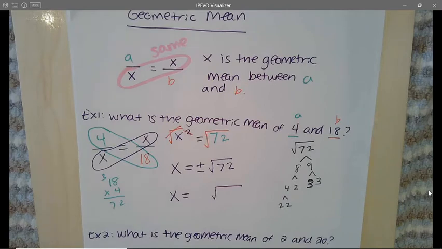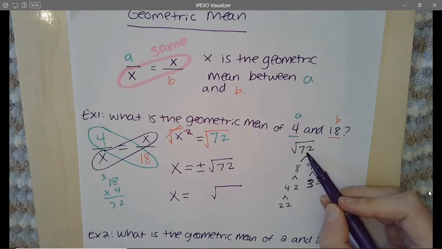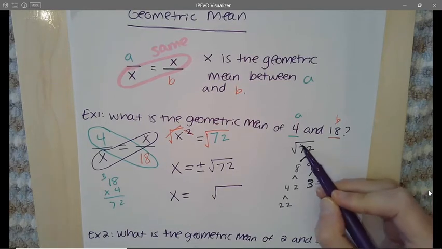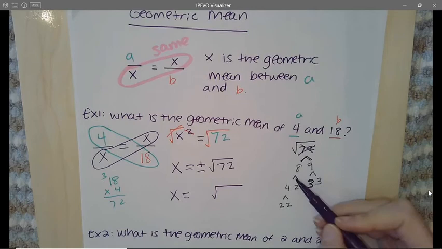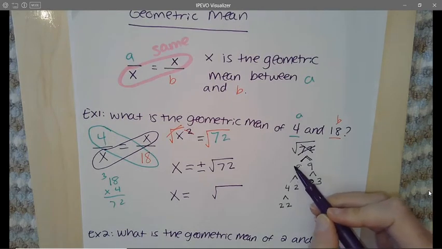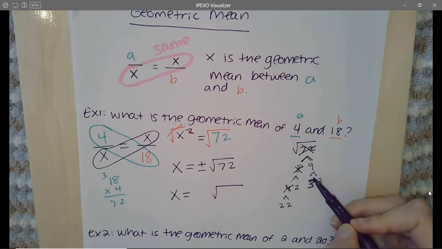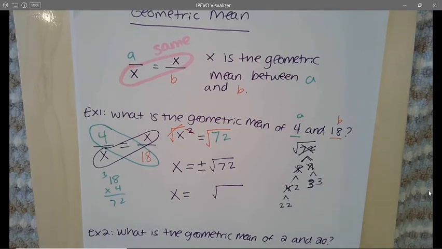Now, I am looking at the ends of the branches. So if a number breaks down, I am not looking at it. Like the 72 broke down. I have these two lines coming from it. So I am not going to look at 72. The 8 broke down, so I don't look at 8. The 4 broke down, so I don't look at the 4. The 9 broke down, so I don't look at the 9.